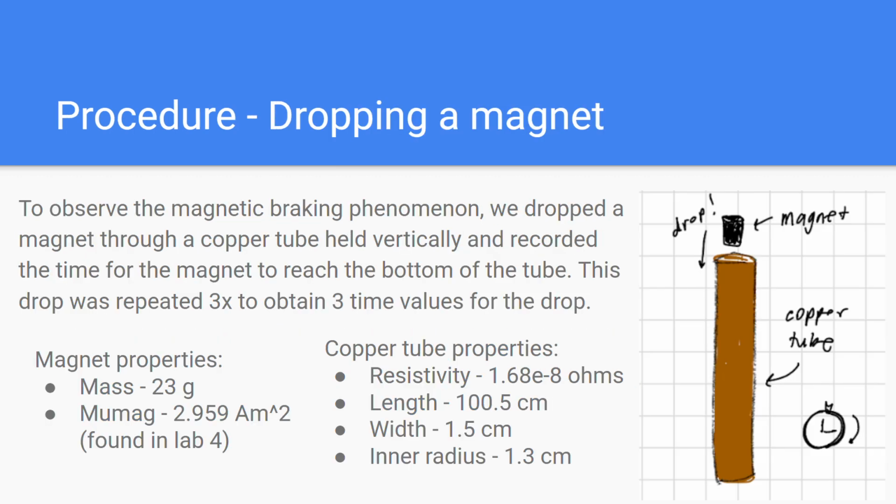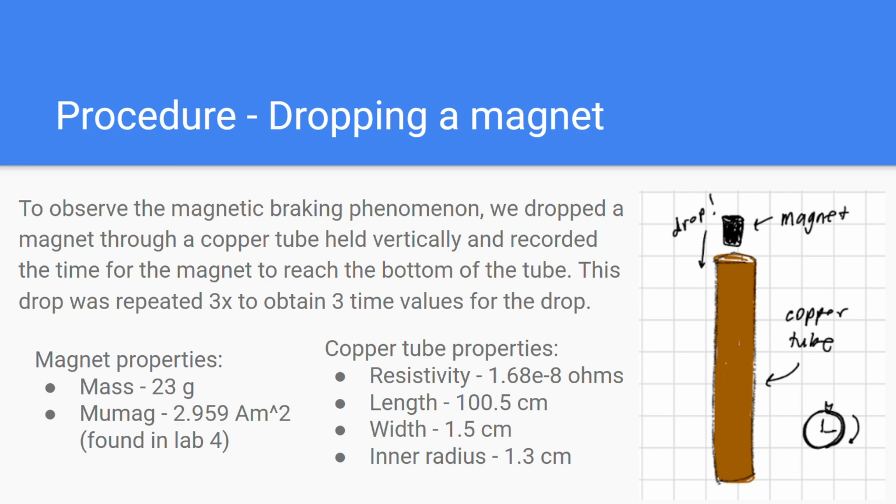So for the procedure of this experiment, we dropped a magnet through a copper tube. To observe the magnetic braking phenomenon, we dropped the magnet through the tube held vertically and recorded the time for the magnet to reach the bottom of the tube. This drop was repeated 3 times to obtain 3 different time values for this drop.